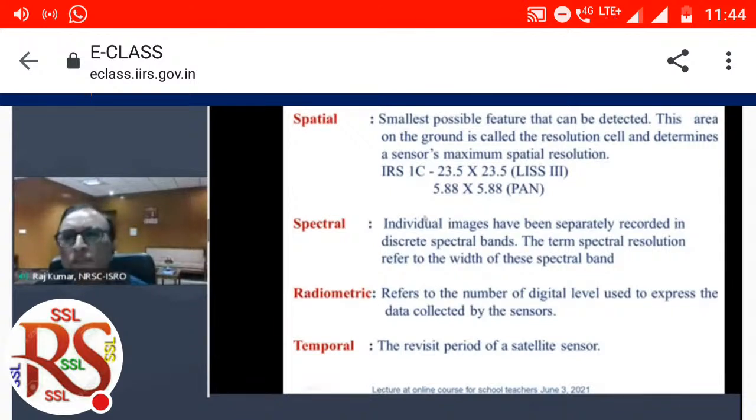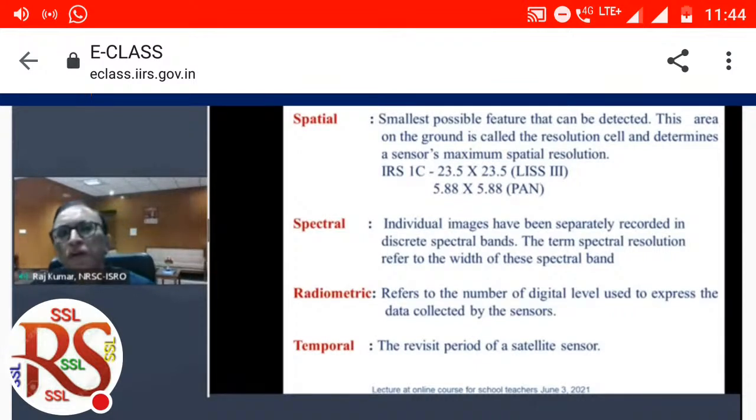And then the fourth one is the temporal resolution. Temporal resolution means after how much time that particular area is being covered. As I told, a geostationary satellite is seeing the same area every 5 minutes, 10 minutes, or half an hour, 1 hour, because it is at the same place. So it can see at very, very fine temporal resolution. But polar orbit satellites come sometimes in 2 days, 4 days, 8 days, like that. Like IIRS, it is 23 days, 25 days, some are there. So this is called the temporal resolution.